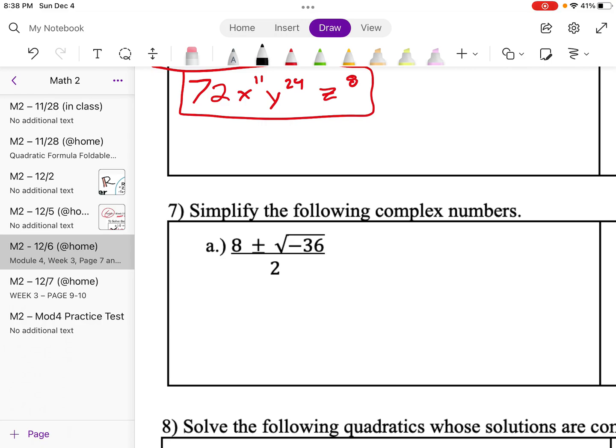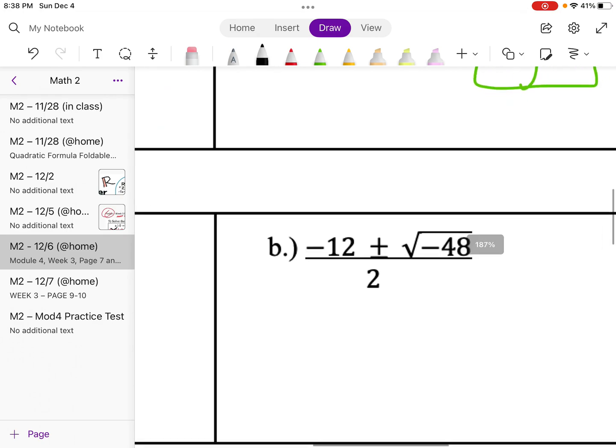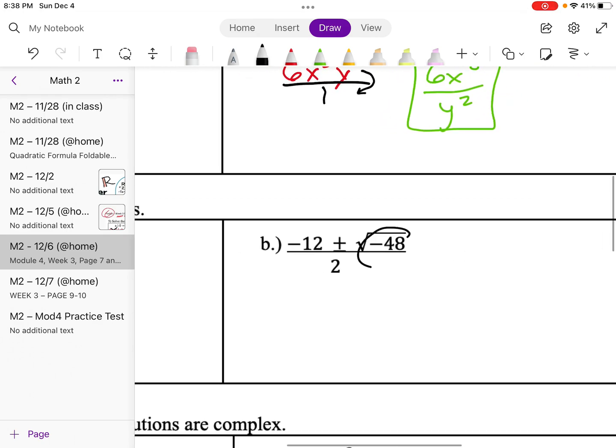Okay, next question. More simplifying as if we would see it in quadratic formula. Let's take a look at this negative radical. We can't take the square root of negative radicals, so we have to bust this up as 36 times negative 1, which is really 6i. So if I do a rewrite, 8 plus or minus 6i over 2, I then see what can be divided out by that 2. This gets rewritten as 4 plus or minus 3i.